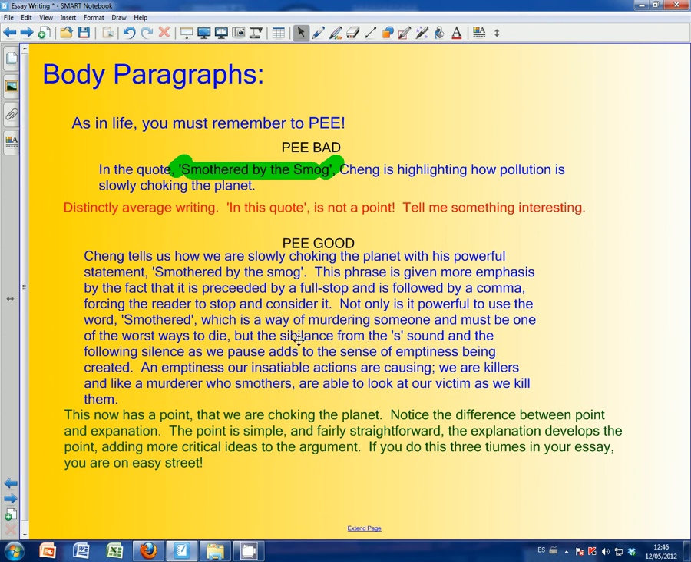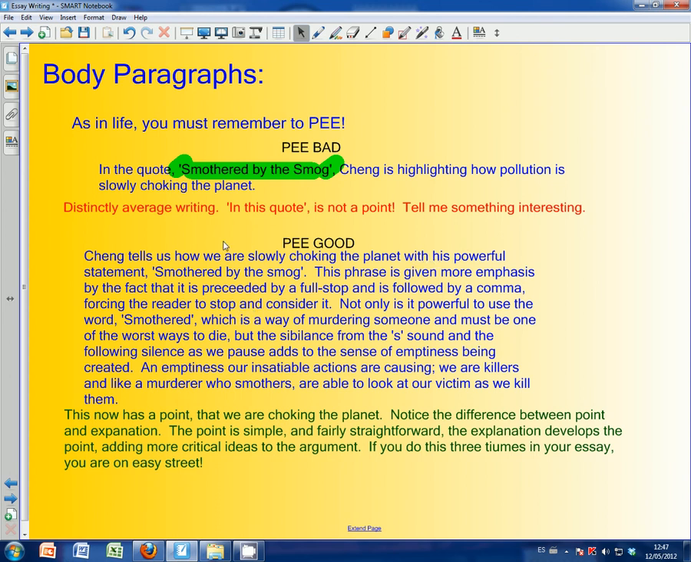I comment on the sound. Sibilance here is the repetition of an S sound, and how that perhaps creates a sense of emptiness. The emptiness obviously that will be left after nature has been destroyed. And finally I just give a final sentence here to the paragraph, tying up the three ideas and going back to my thesis, which was how he uses imagery to powerfully portray mankind's destruction of nature. We have an emptiness our insatiable actions are causing. We're killers, and like a murderer who smothers, are able to look at our victim as we kill them.